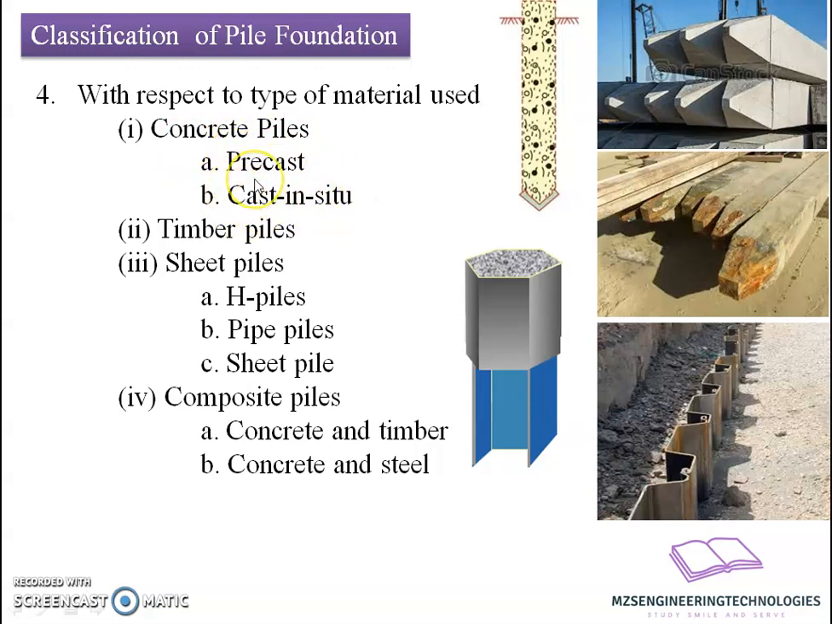In case of precast, we are going to create the pile of required dimension, required shape, required length, and then we are going to insert it with the help of a driving mechanism. In case of cast in situ, we are going to fill up the bored area, the soil which has been removed. That area will be backfilled with the help of concrete. This concrete may be plain concrete or it may be reinforced concrete depending upon the situation.